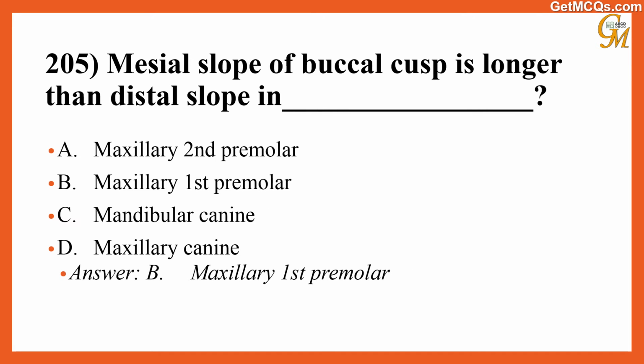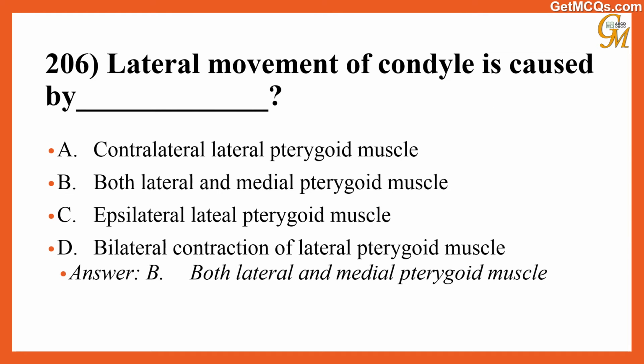205. Mesial slope of buccal cusp is longer than distal slope in? Answer: B. Maxillary first premolar. 206. Lateral movement of condyle is caused by? Answer: B. Both lateral and medial pterygoid muscle.